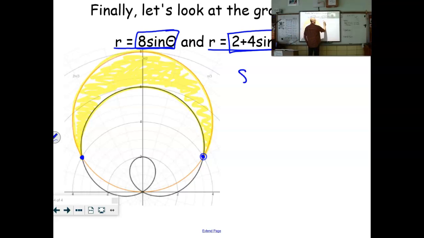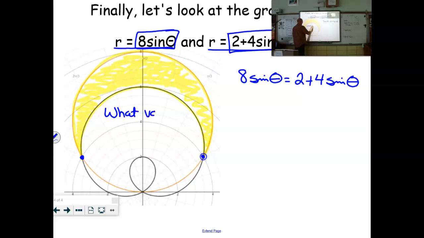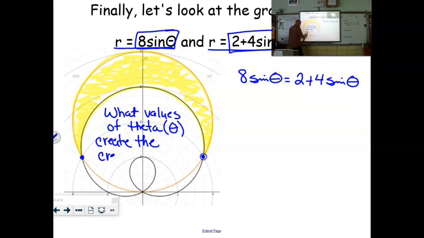8 sine theta equals 2 plus 4 sine theta. So again, remember, we're trying to find out what values of theta create the crescent moon. That's my goal. Which values of theta create the crescent moon?